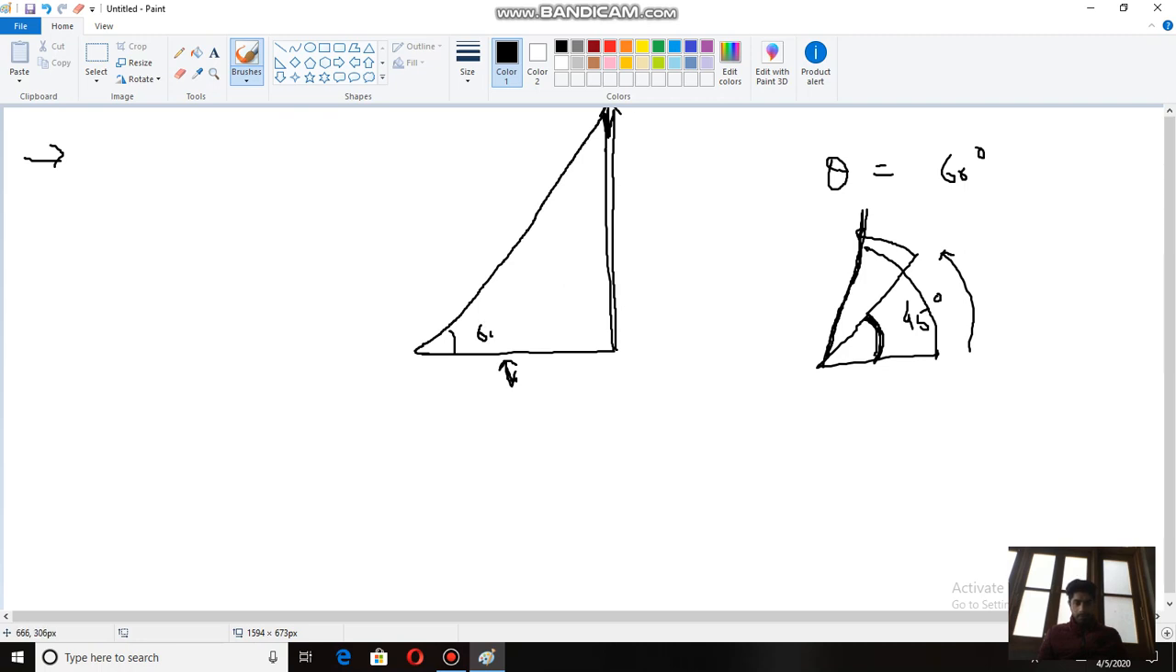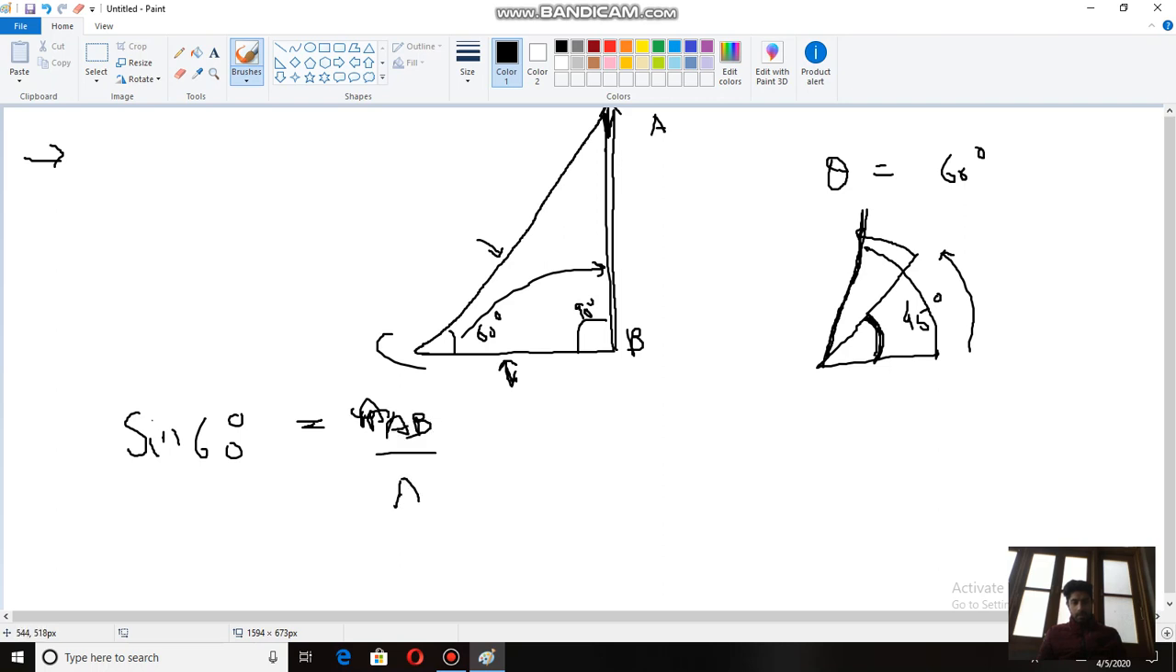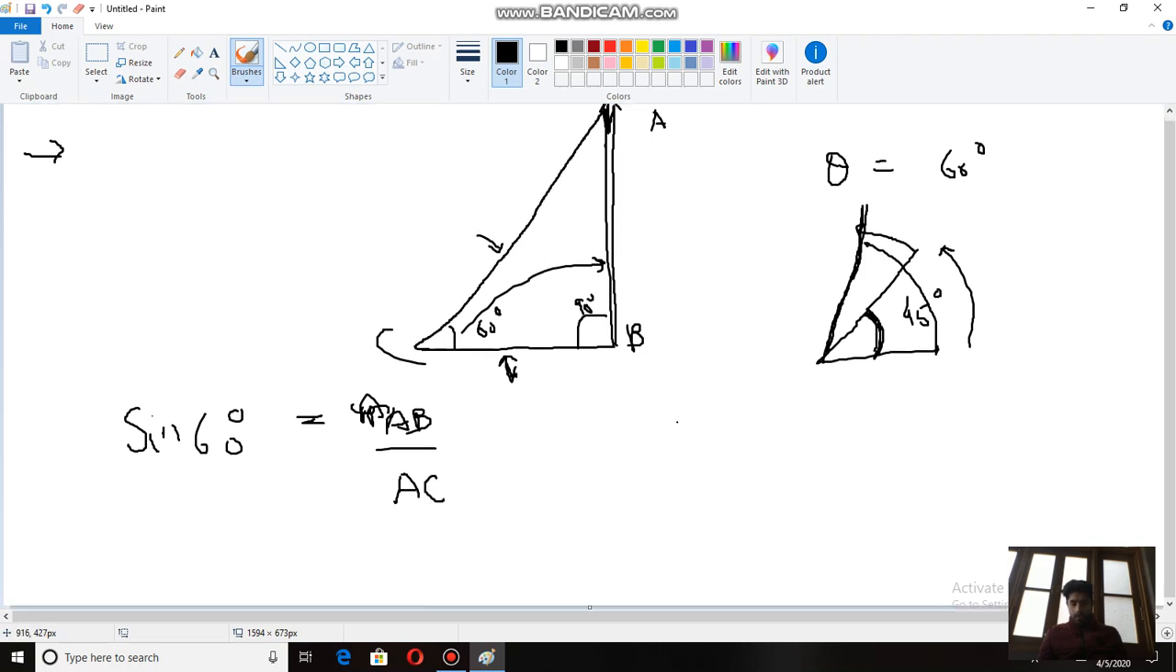So this angle now will be 60 degrees, and sine of this angle, sine of 60 degrees, will be the same AB. See, this is 90 over here, and this is our hypotenuse. The side opposite to this is our perpendicular. It will be AB by AC.